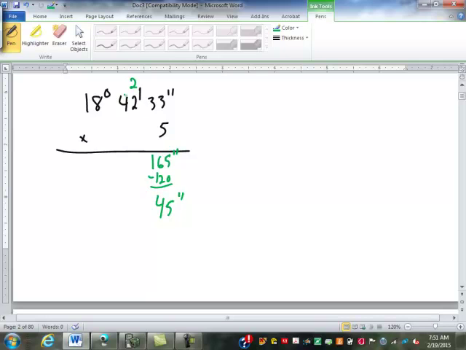5 times 42 is 210. Plus 2 is 212. You add the 2 after you multiply, not before. Okay. So now I can take out 180. That's 3 60s. That leaves me with 32. Now 5 times 18 is 90 plus 3 is 93 degrees.